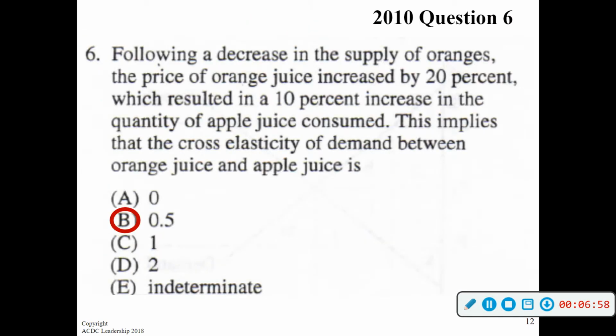So, a decrease in the supply of oranges, which means a supply curve shifts to the left. The price of orange juice increased by 20%, which resulted in a 10% increase in the quantity of apple juice consumed. Well, automatically, that should tell you that this is cross price, because we're talking about two different goods. But then it tells you this applies to cross price elasticity of demand between orange juice and apple juice. It's 0.5. So, once again, you're just setting up those equations and making those determinations. In this, you don't even really have to make a determination. We know they're substitute goods, so you're just trying to figure out what that coefficient is.